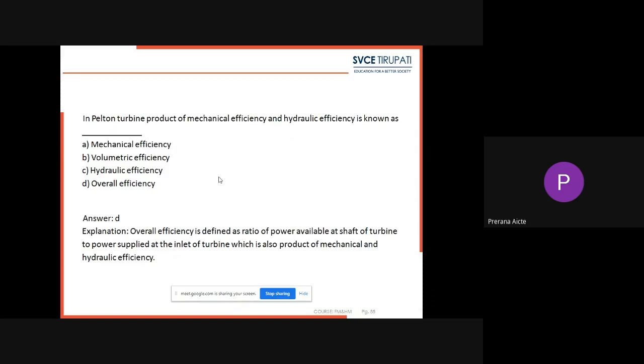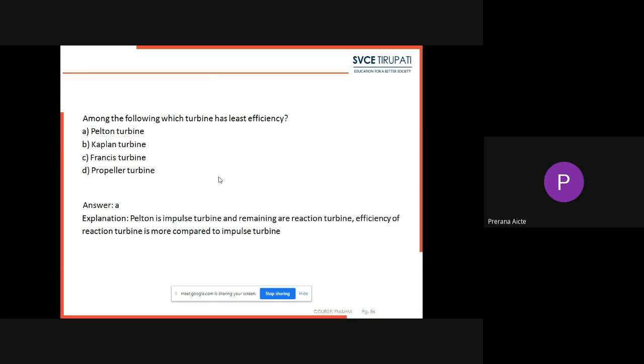Next one, in Pelton turbine, the product of mechanical efficiency and hydraulic efficiency is known as overall efficiency only. Next one, among the following, which turbine has the least efficiency?